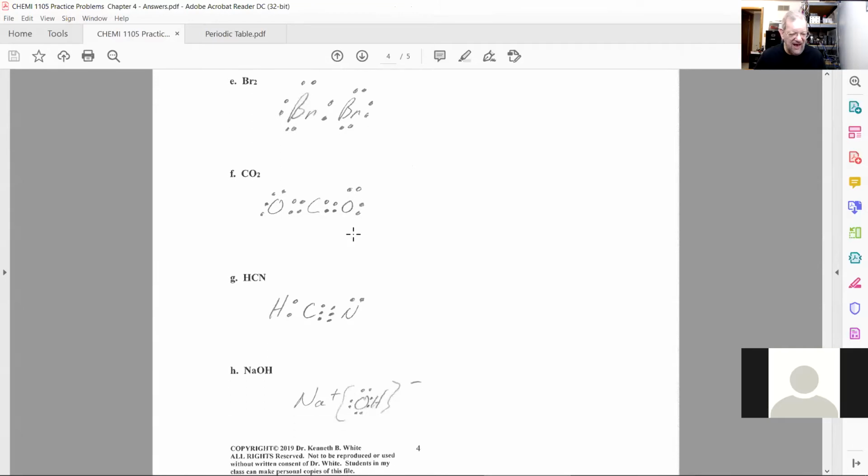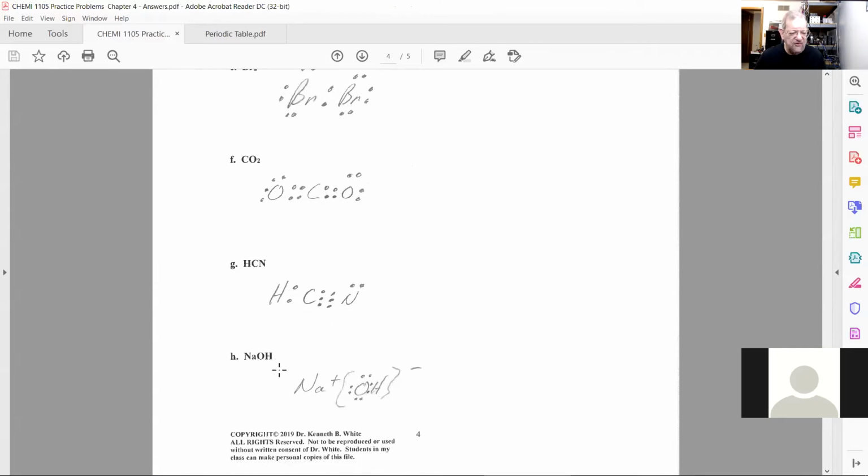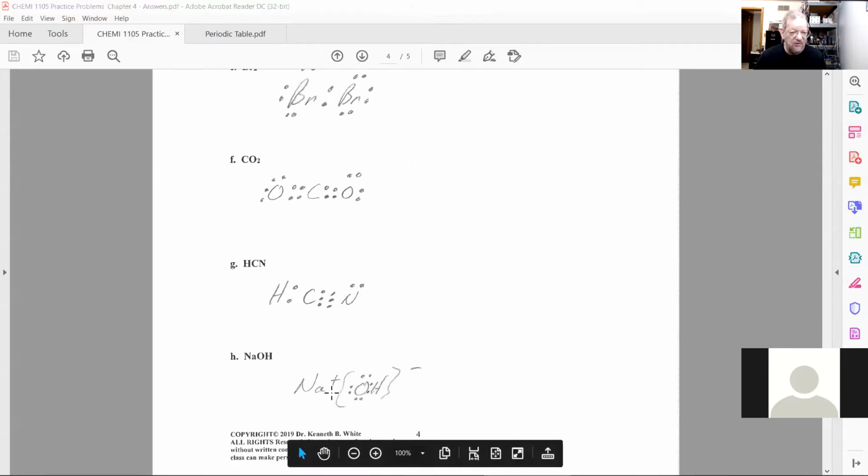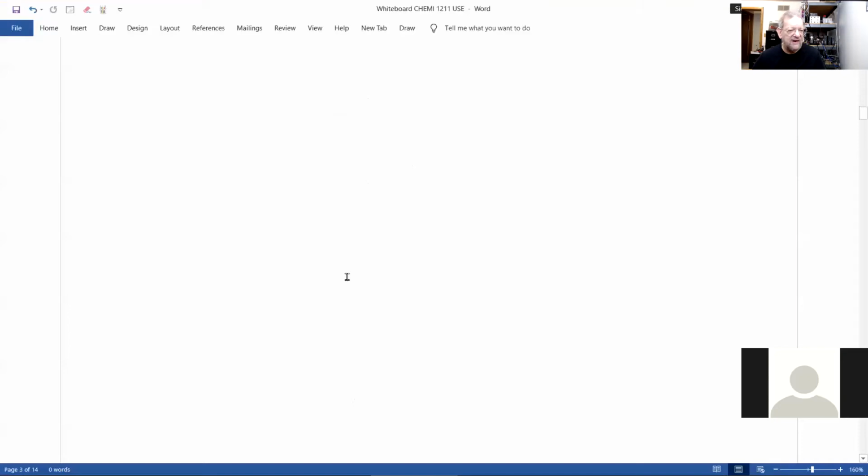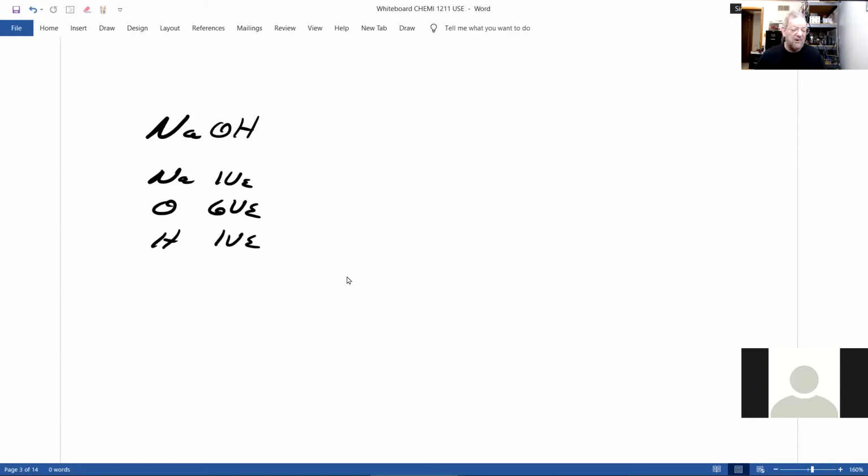Now, let's look at sodium hydroxide. How do you draw the Lewis structure for that? Sodium has 1 valence electron, oxygen 6 valence electrons, and hydrogen 1 valence electron. Remember, look at the top of the column of the periodic table. Now, listen carefully. This is important.